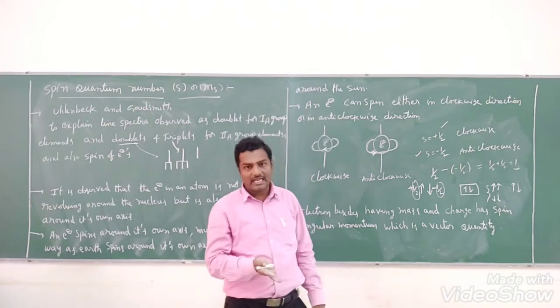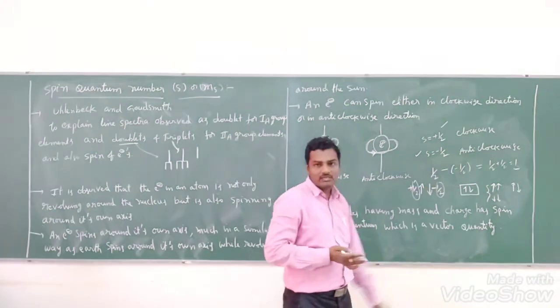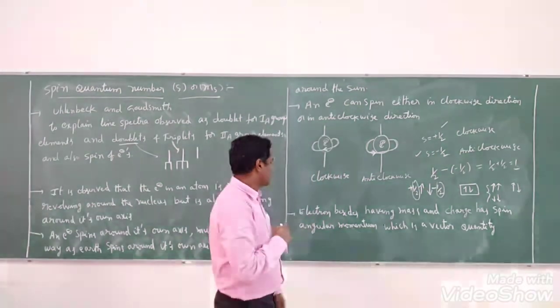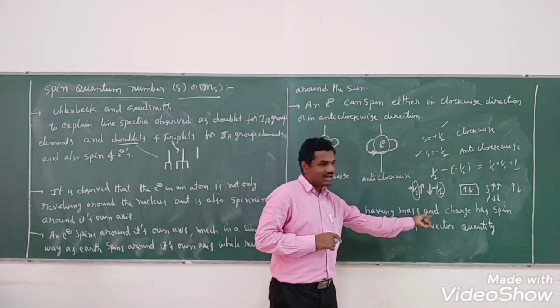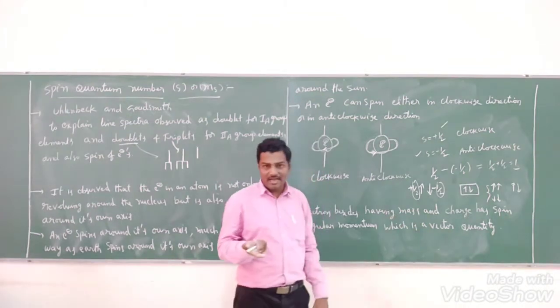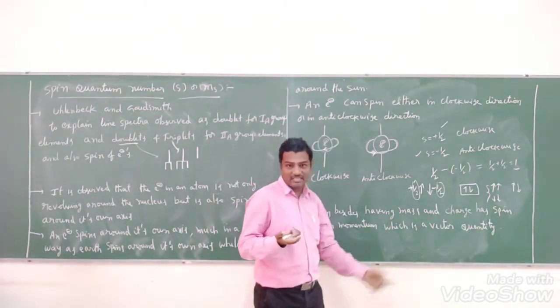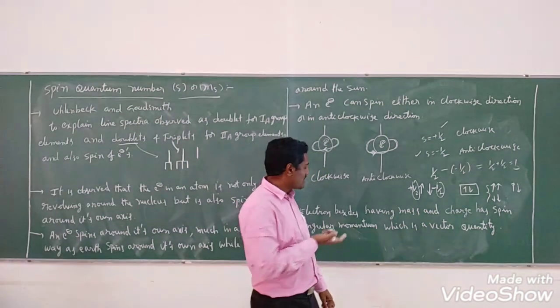Negative direction is anti-clockwise direction. So that's why they have chosen the value that is minus half, students. Now you see that electron, besides having mass and a charge, possesses some mass, we know already that. The charge of an electron also we know. Mass of an electron also we know.